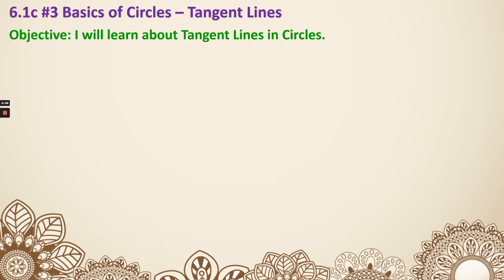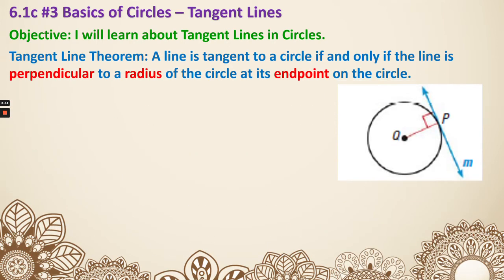Today we are going to continue to learn more about the basics of circles, and today's lesson is mainly focused on tangent lines. First, the tangent line theorem. A line is tangent to a circle if and only if the line is perpendicular to a radius of the circle at its endpoint on the circle.